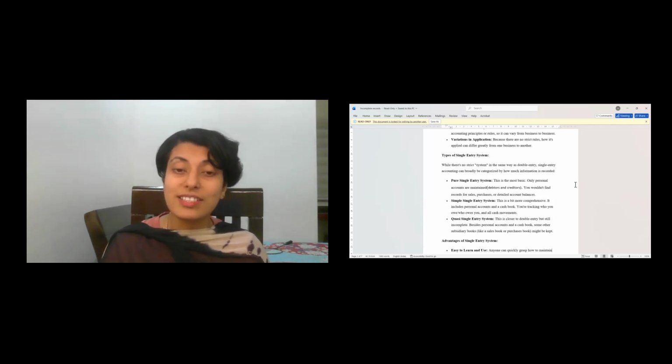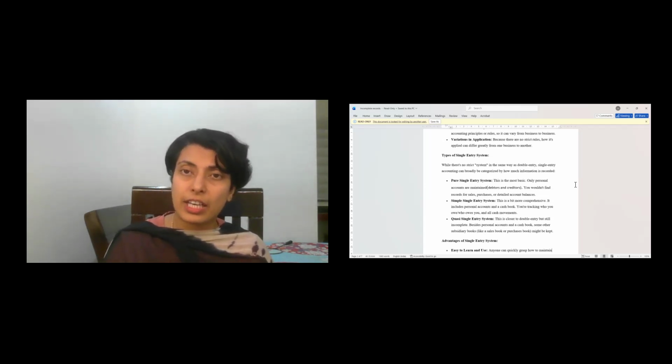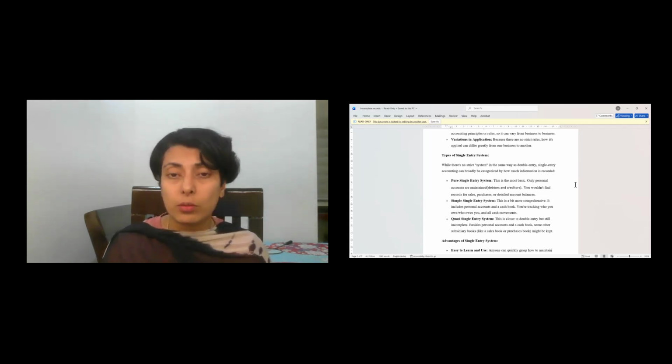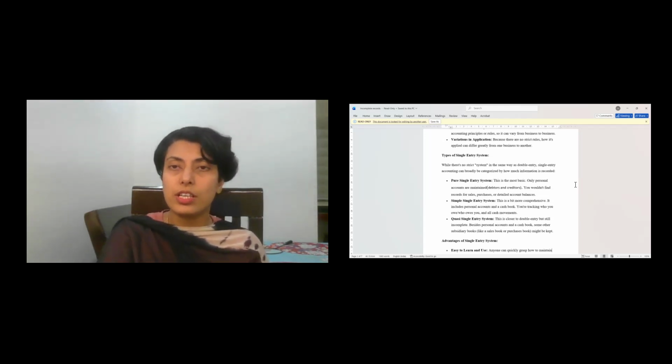Then we have the quasi single entry system. Here it is close to double entry, but it's still incomplete. Besides the personal accounts and the cash book, 1 or 2 more accounts may be maintained, like a sales book or a purchases book, but not all the books and not all the transactions are recorded. It's close to double entry, but there are still many accounts which are missing.